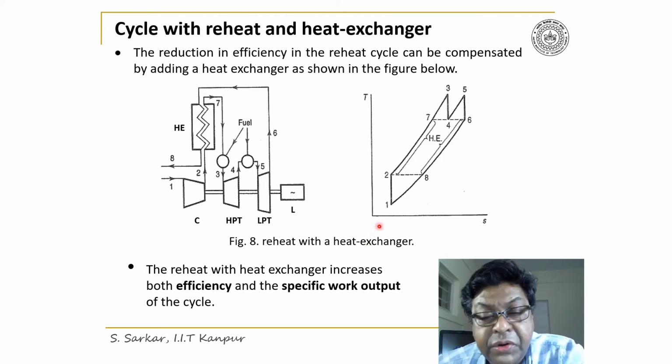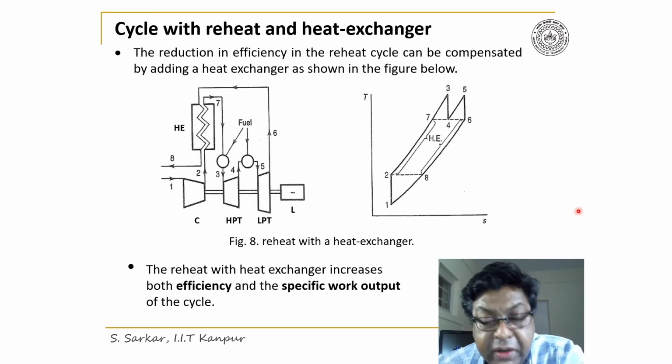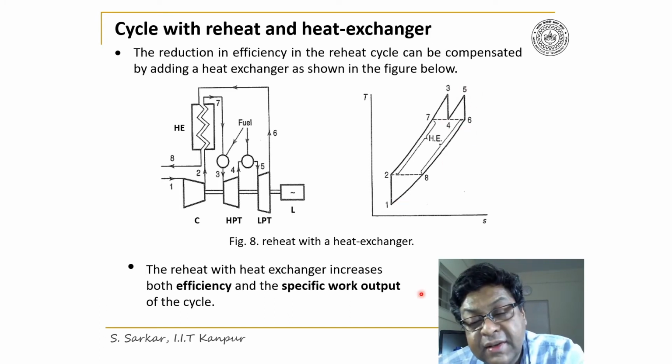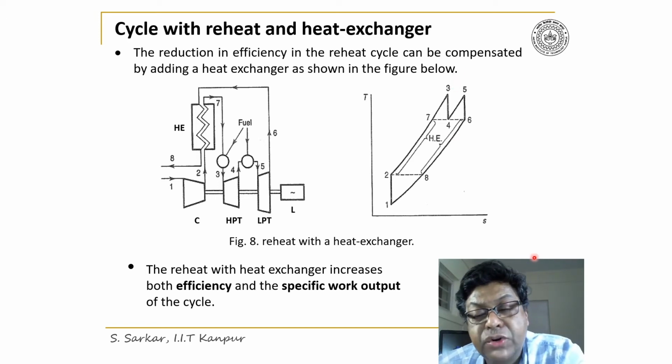So the T-S diagram of the reheat with a heat exchanger has been illustrated here, where 1, 2, 3, 4, 5, 6, 1 is the reheat cycle. In this case, 1-2 is the isentropic compression in the compressor, and 3-4 is the isentropic expansion of gases in the high pressure turbine, HPT.